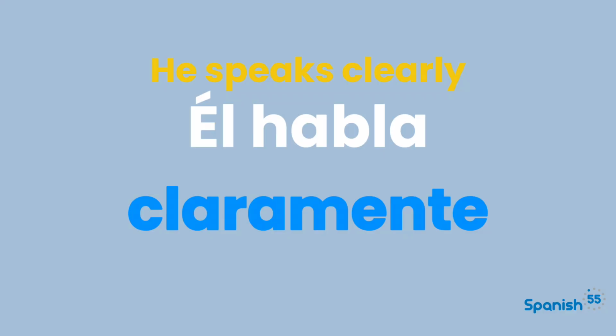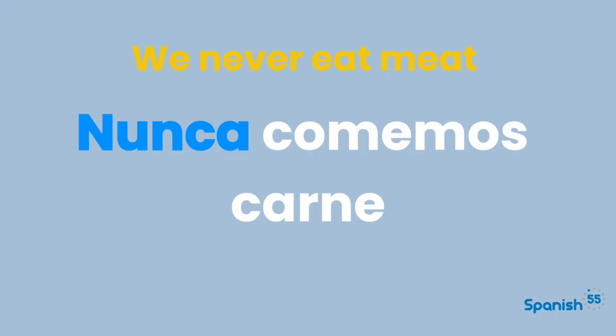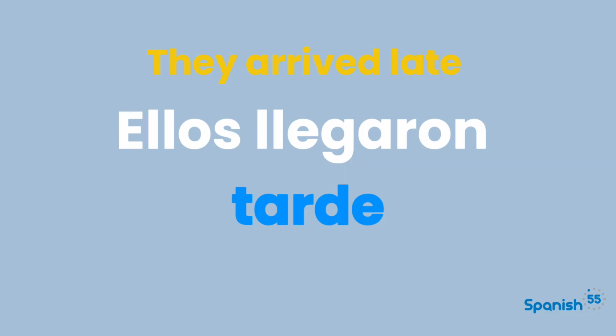Now let's practice together. I'll say a sentence in English and you'll try to say it in Spanish using an adverb. He speaks clearly. The answer is, él habla claramente. We never eat meat. The answer is, nunca comemos carne. They arrived late. The answer is, ellos llegaron tarde. Drop your own sentence in the comments and I'll help you check it.